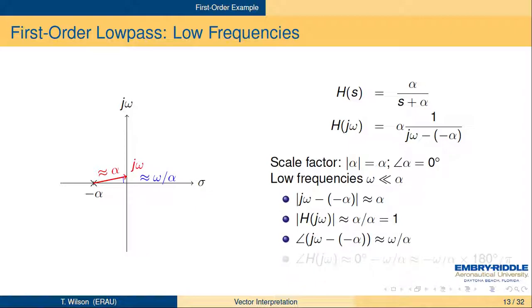The angle that vector from minus alpha to j omega makes is small. If it's small enough, you can treat it as 0, but we know that the inverse tangent can be approximated by its argument. So for small angles, the angle there is going to be omega over alpha. Remember, you're going to take the inverse tangent of omega, the imaginary part, over the real part, so it'd be omega over alpha. And so the angle of H of j omega is going to be 0, the angle of the scale factor, minus omega over alpha. And since omega is in radians per second and alpha is in per second, to get that into degrees, you'd have to multiply it by 180 and divide by pi.